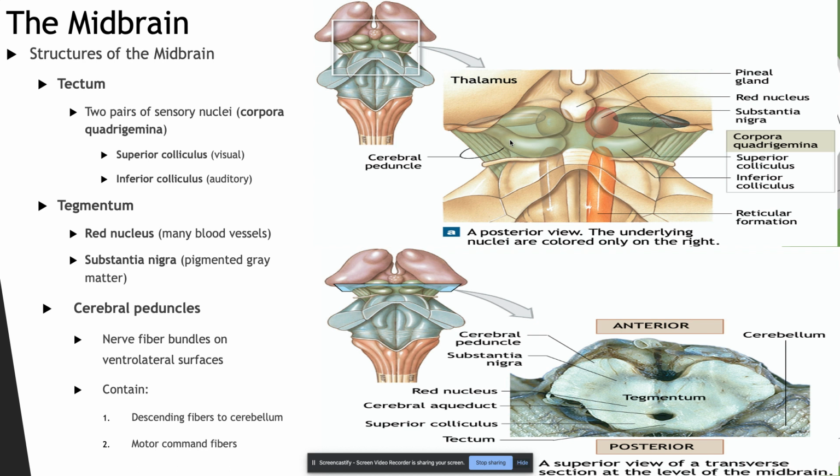nigra. So the nerve fiber bundles on the ventrolateral surfaces of the midbrain are the cerebral peduncles, and they contain 1) descending fibers that go to the cerebellum by way of the pons, and 2) descending fibers that carry voluntary motor commands issued by the cerebral hemispheres.